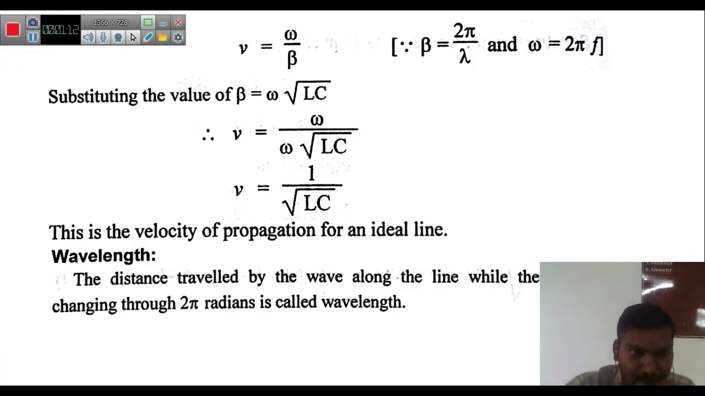And wavelength is nothing but the distance traveled by the wave along the line while the phase angle is changing through 2 pi radians, and it is called wavelength. Beta lambda is equal to 2 pi, and lambda is equal to 2 pi by beta, or lambda is equal to v by f.